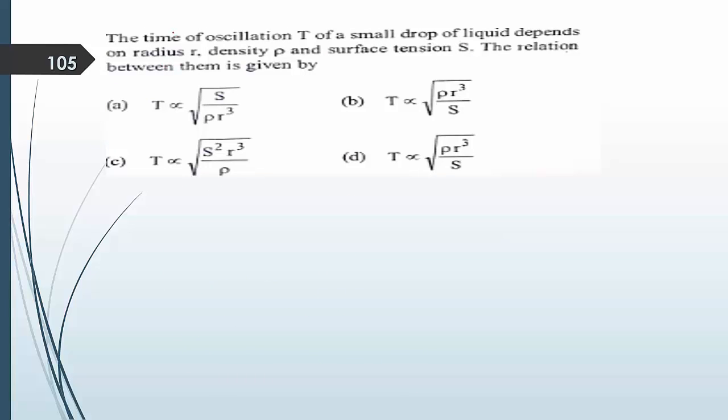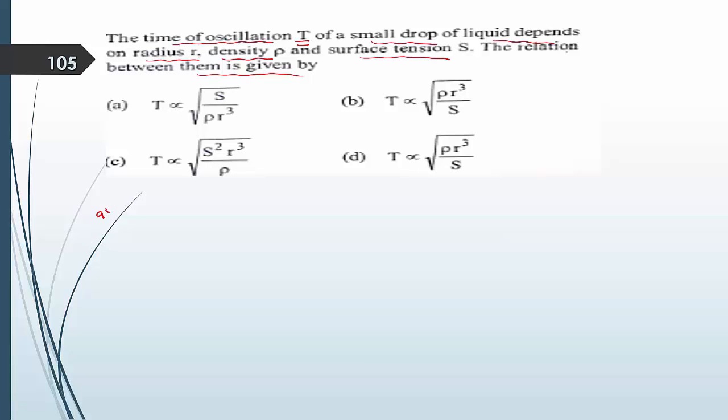Question number 105. The time of oscillation T of a small drop of liquid depends on radius R, density rho, and surface tension S. The relation between them is given by. Here, the time of oscillation T for a small drop of liquid is given. You can utilize all the 4 options. Then you will get the answer.